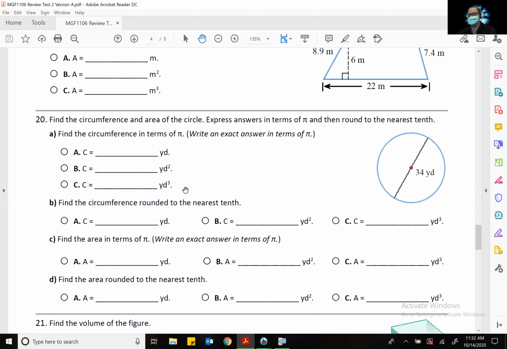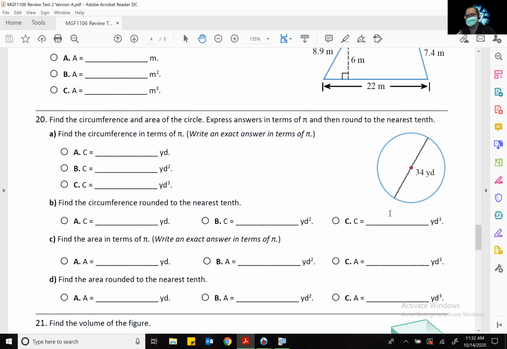So the first thing is we've got this circle. And we've got this line that goes through the center, and they're saying it's 34 yards. What is this called? The diameter. That is the diameter. And I was thinking, since the diameter is just twice the radius, wouldn't the answer of the circumference just be the diameter times pi? And we're going to get to that.